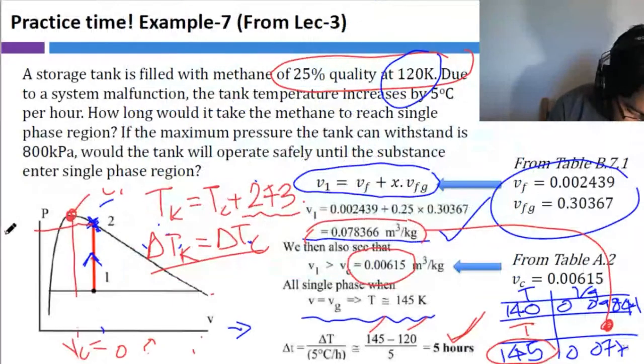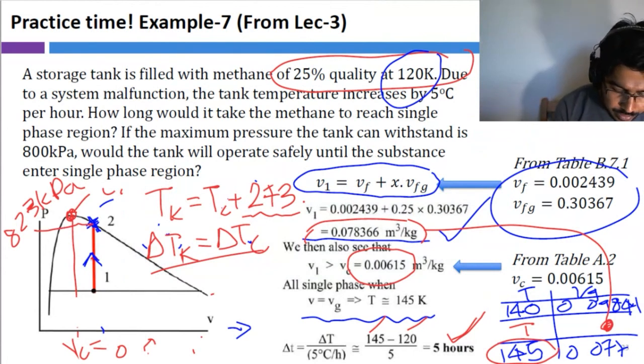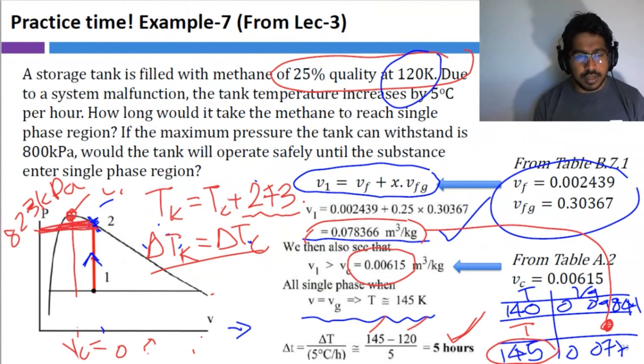So now this is 823 kilopascals, right? Do we agree with that? Does anybody have confusion about how we arrive at the pressure of this point? All clear?